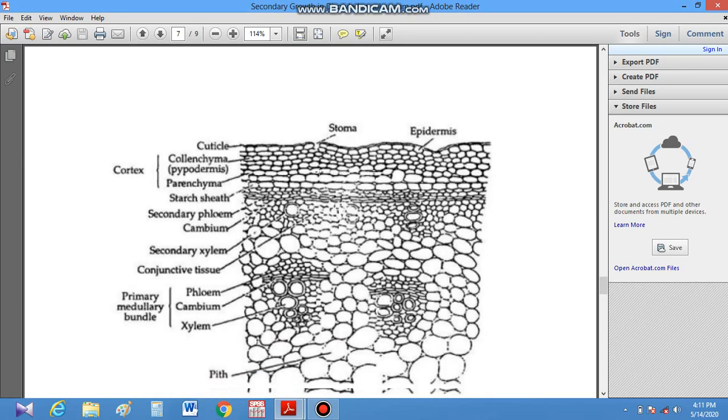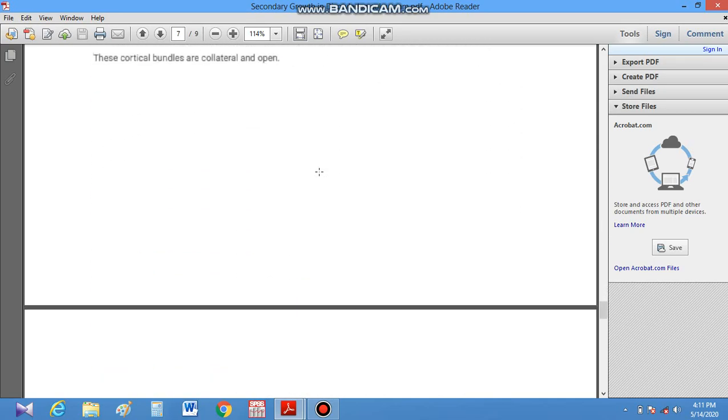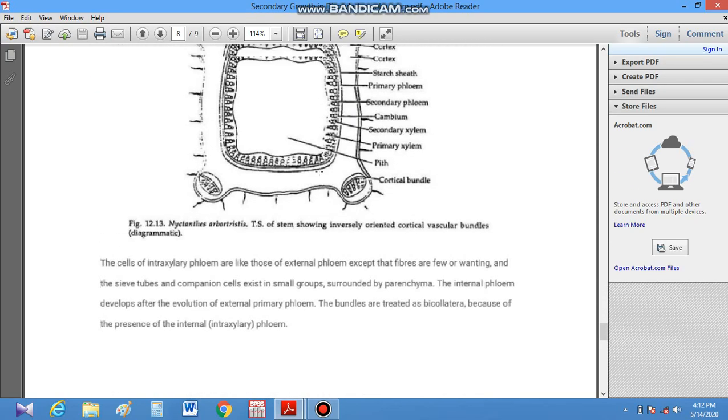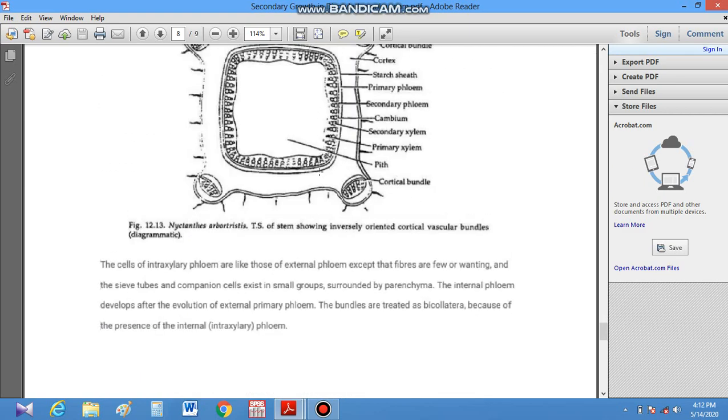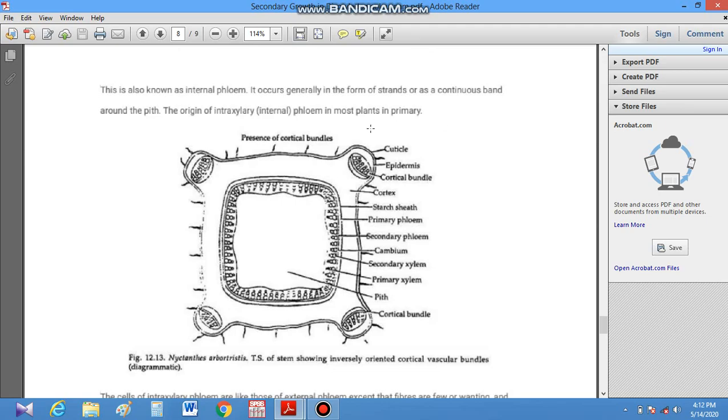The next example we can understand with the help of this diagram. It is a diagram of the Nyctanthes plant, which has a quadrangular stem. Here is the presence of inversely oriented cortical vascular bundles. In this portion of the cortex, there are inversely oriented cortical vascular bundles.